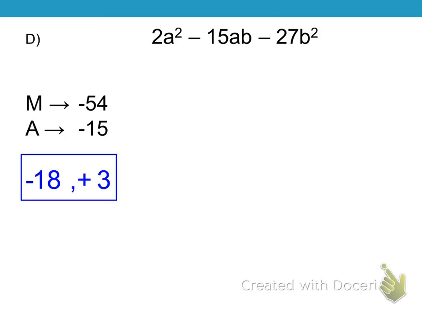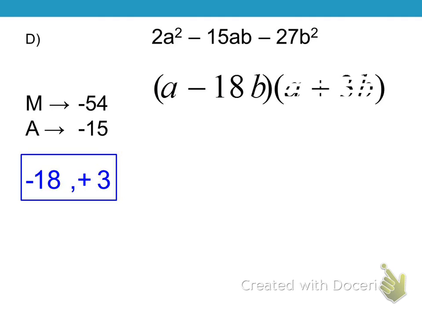All right, so I need to make an A squared in the front. How am I going to do that? A and A. I need to make a B squared in the back. How am I going to do that? B and B in the back. All right, so I'm going to have A minus 18B, A plus 3B.